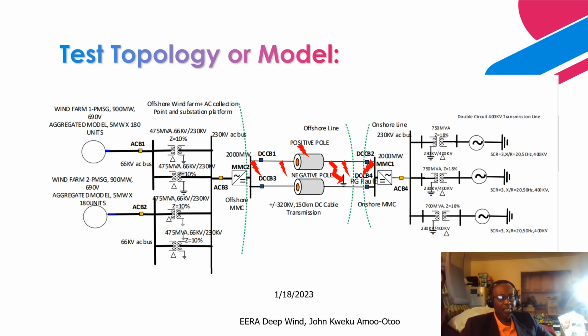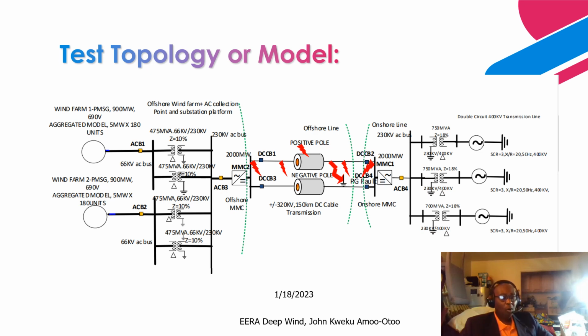Internally, there is a step-up transformer that steps up the voltage from 690 volts to a 66 kV AC collection voltage. The reason why 66 kV AC collection voltage was utilized is because of economics and also lower cost of maintenance. As a matter of fact, most of the offshore wind farms that are currently in installation or just began commercial operation are all pushing for a 66 kV AC collection bus instead of a 33 kV AC collection bus.